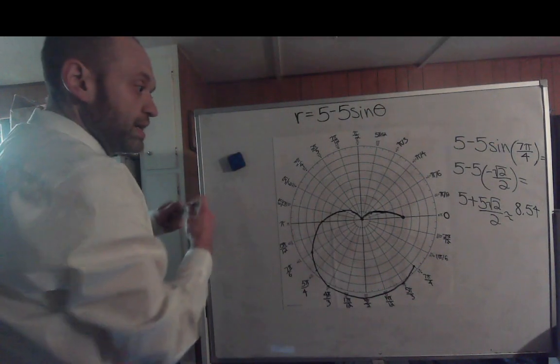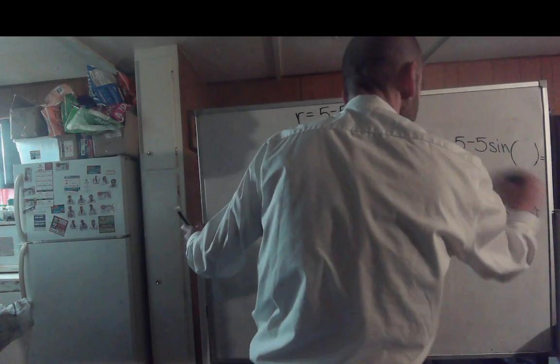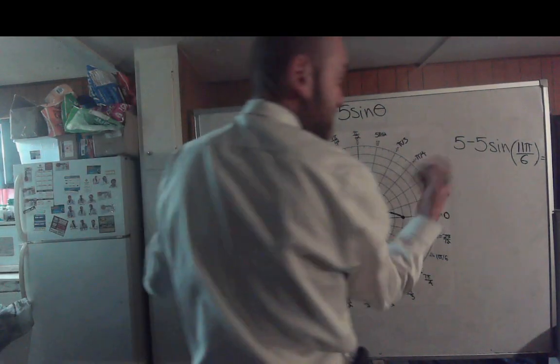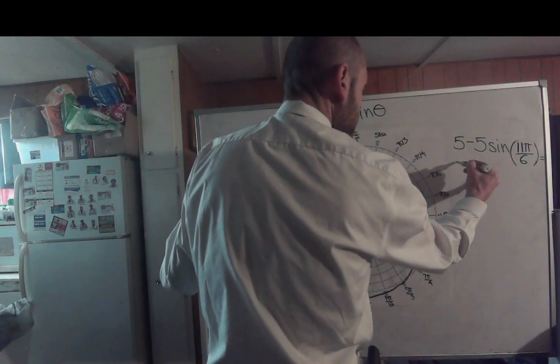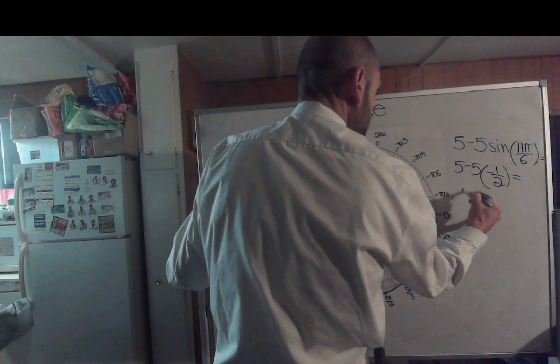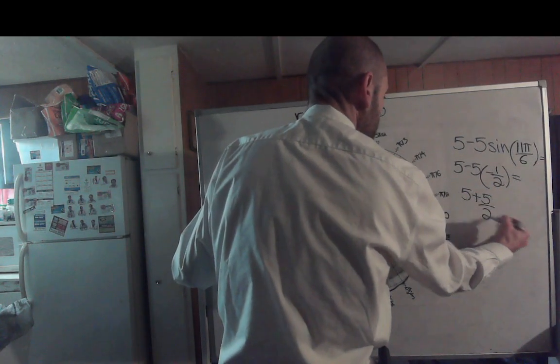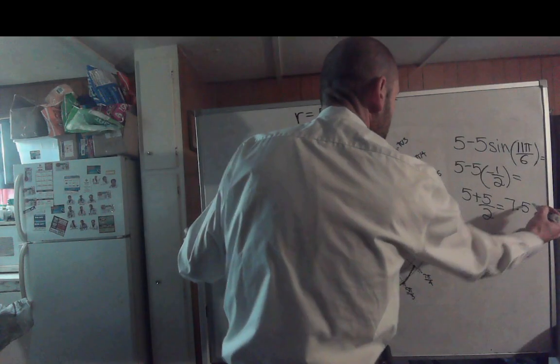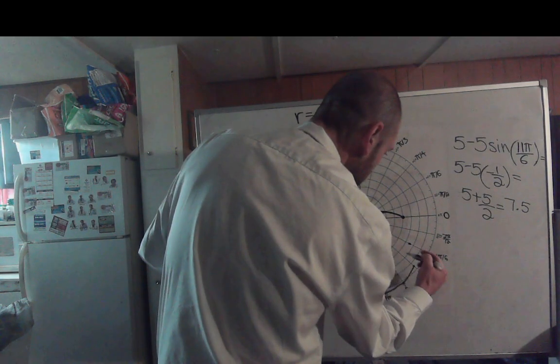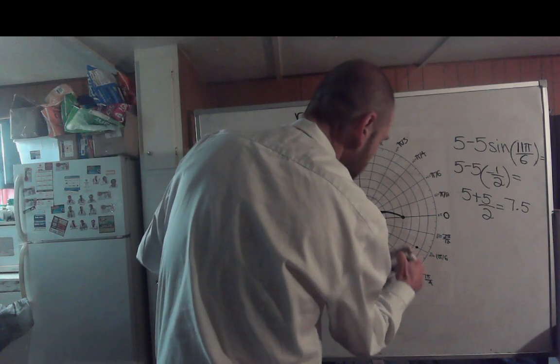And then last special angle is 11 pi over 6. So if I did 5 minus 5 times the sine of 11 pi over 6, then what is the sine of 11 pi over 6? Well, that's negative 1/2, so this would be 5 minus 5 times negative 1/2, which would be 5 plus 5/2, which would just give me positive 7.5. So I'll be right here, 7.5. No, actually, that's right here. I'm sorry. I was way off.